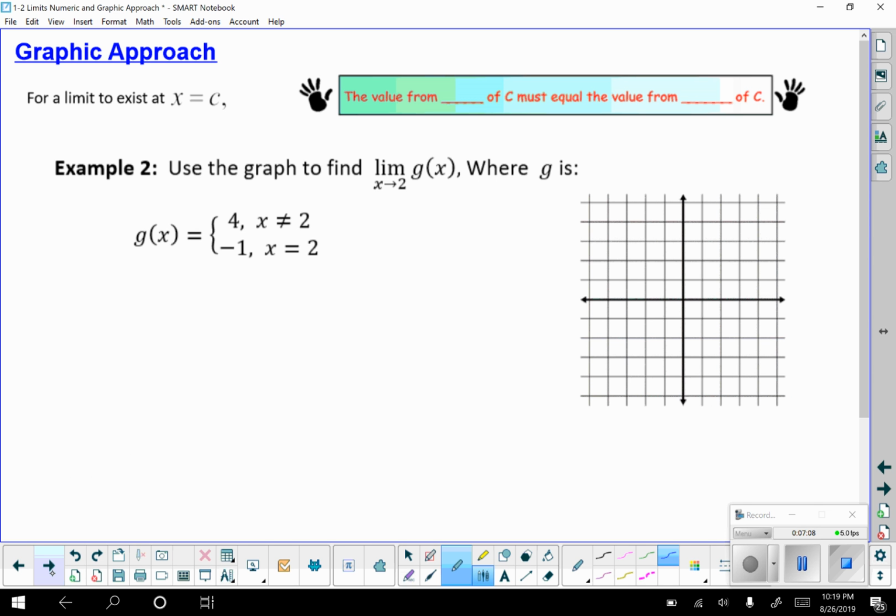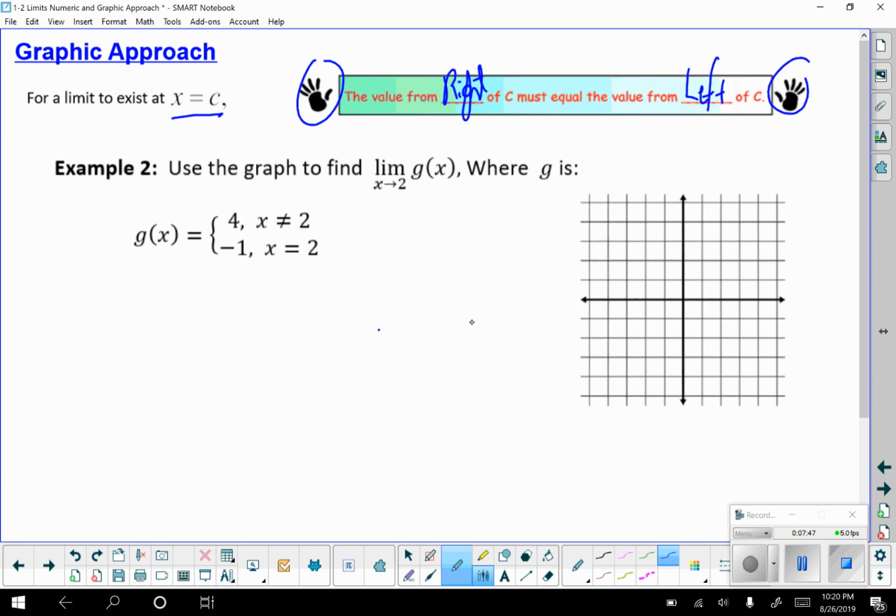Graphic approach. Graphic approaches are wonderful because you can just visually look at the function that's graphed and pick up what the limit is. For a limit to exist at an x equals c value, the value from the right of that c value must also equal the y value that we're coming in from the left side of x equals c. So you notice I've got the hands pointing here. My left hand must come in at the same height as the right hand if I'm following my graph.